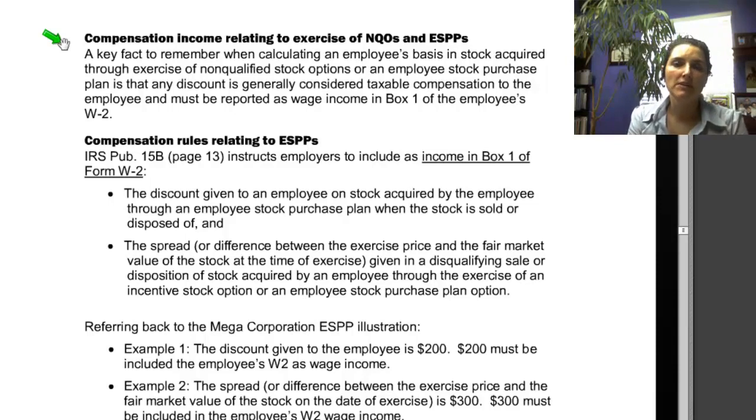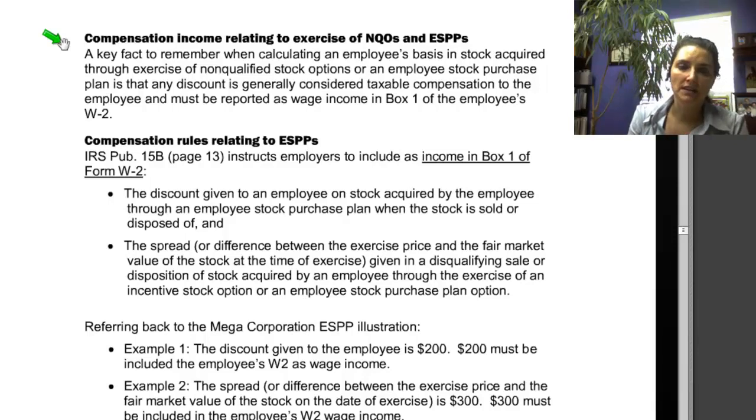This is what confuses tax preparers and tax clients alike, and the reason tax clients come into a tax preparer is to help unravel this mysterious universe of stock options and how you figure cost in them for an employee. Well, a key fact to remember when calculating an employee's basis in stock acquired through the exercise of non-qualified stock options or an employee stock purchase plan is that any discount is generally considered taxable income to the employee and must be reported as wage income in Box 1 of the employee's W-2s.